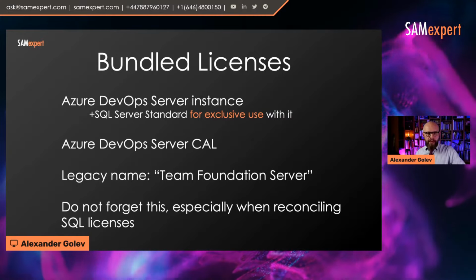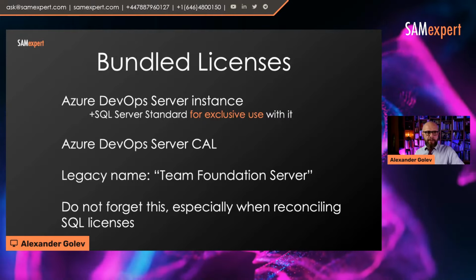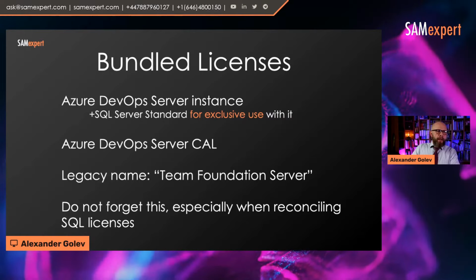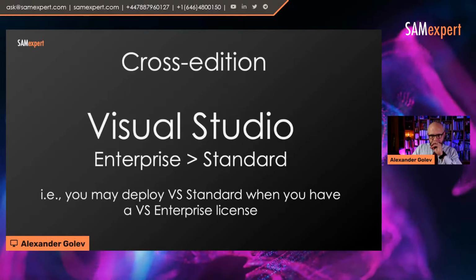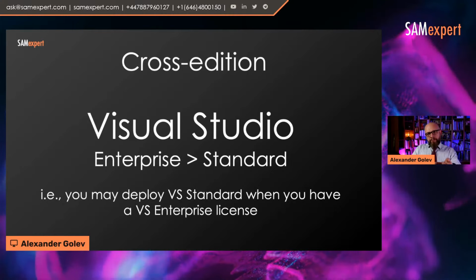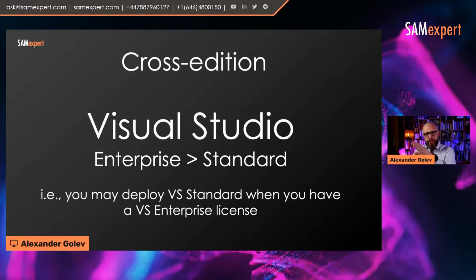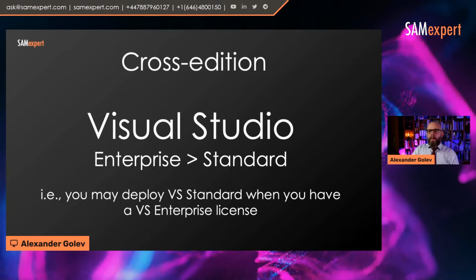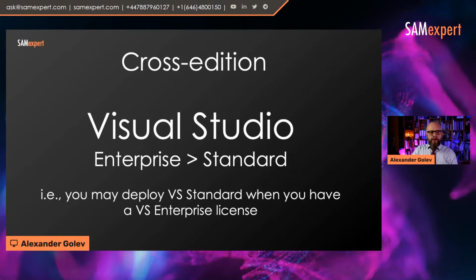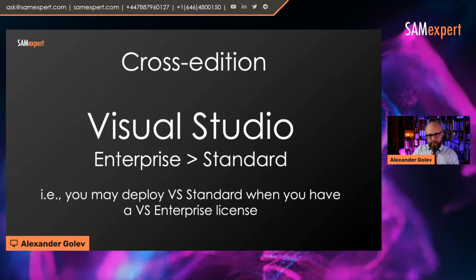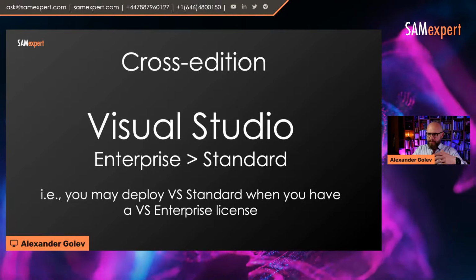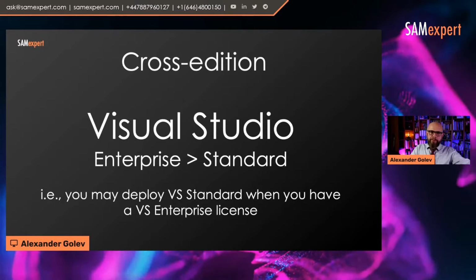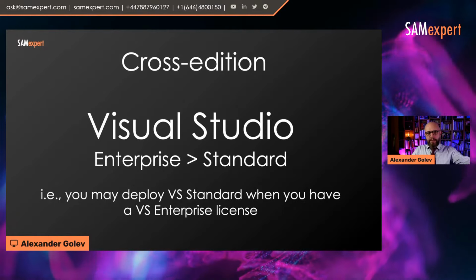Just to remind you, the other common case is SQL Server Standard comes with System Center as well. Exclude those as well. Cross-edition rights. Then again, for previous editions, check those product terms. Right now, for Visual Studio 2022, the only cross-edition right is that you may run Standard under the Enterprise license. So if somebody has a Visual Studio Enterprise license, they may deploy, for whatever reason, Visual Studio Standard.